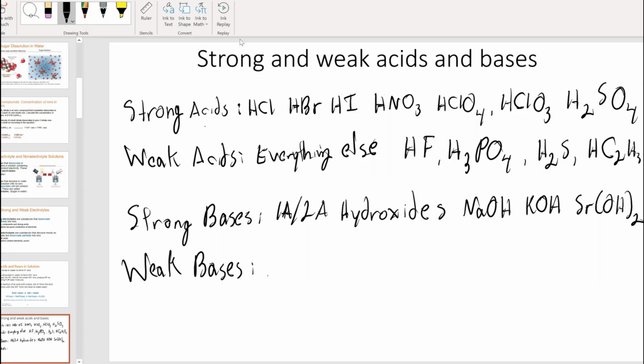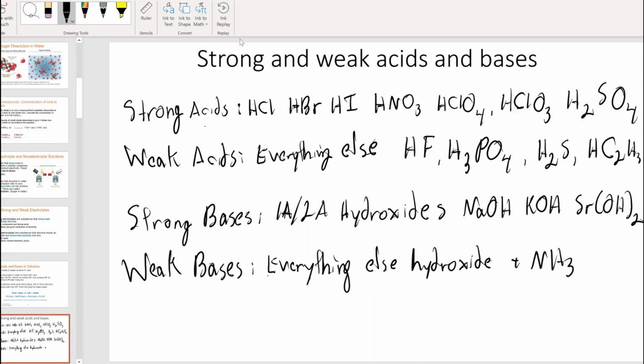But there's one that you should know, and that's ammonia. So I'll write that down. So I write everything else hydroxide plus NH3, which is ammonia. There's also other ones, like in organic chemistry, a lot we use, like calcium carbonate, magnesium carbonate. Those are really weak bases that are in antacids. So like calcium carbonate is in a lot of antacids.